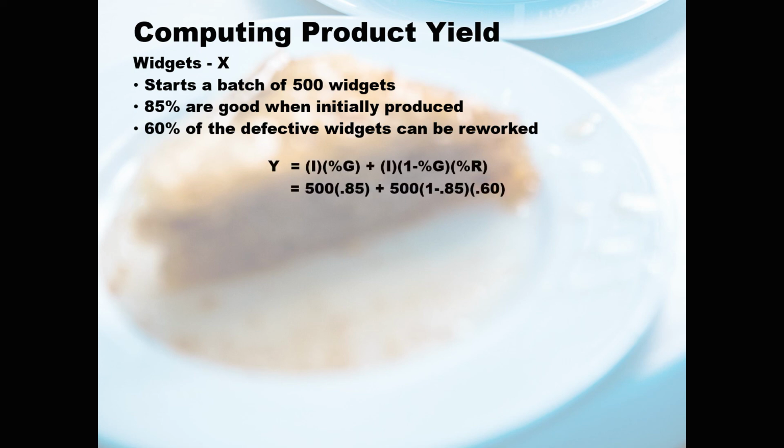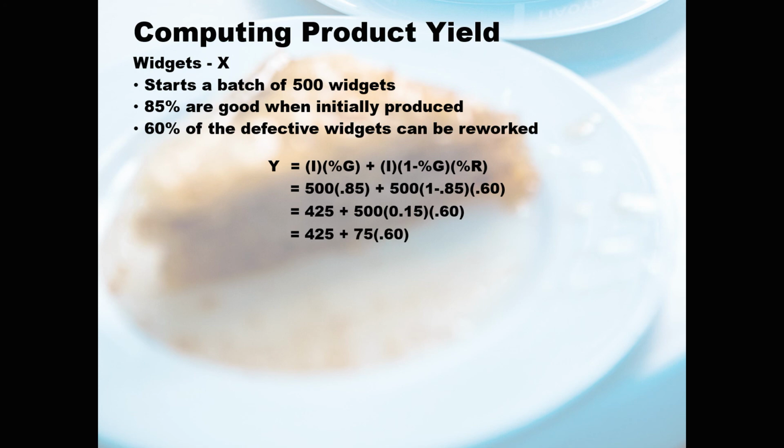Again, this is our equation. We'll plug our numbers in. So we start off with 500 units. 85% of those units come through and they meet quality specifications. And then out of those 500 units, there's a 15% that come out that do not meet quality specifications. And that is multiplied times the 0.6, which is the percentage of defective widgets that can be reworked.